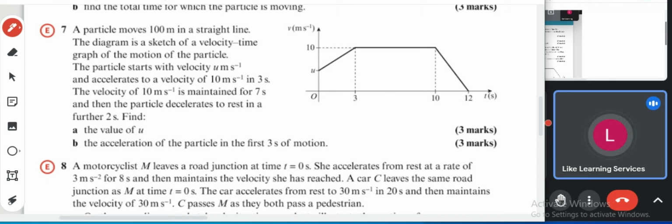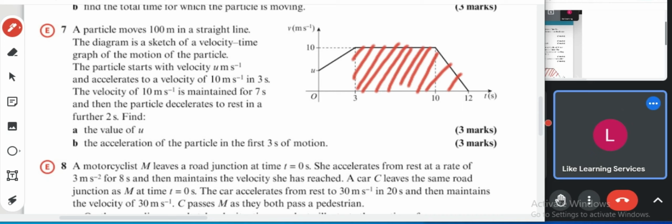That's not a difficult thing to find, u. You can find this area so that we subtract it from the whole distance traveled. Are you getting me? Yeah.